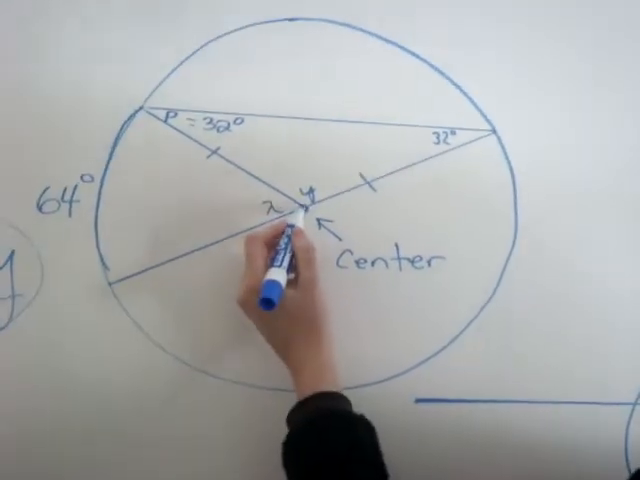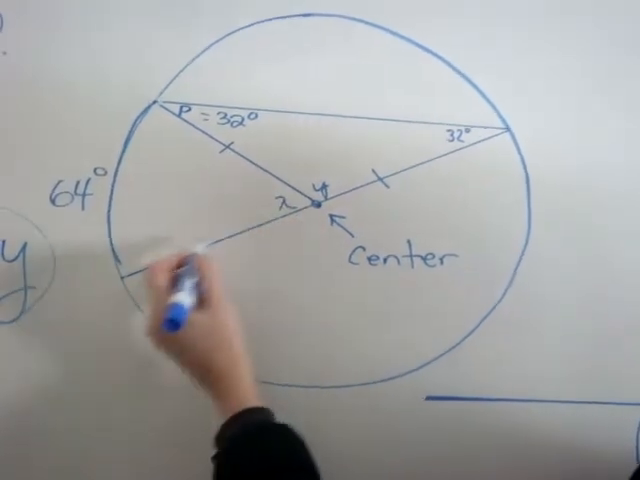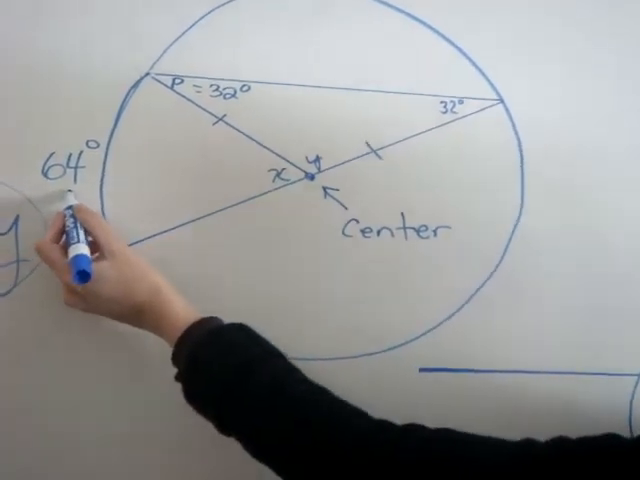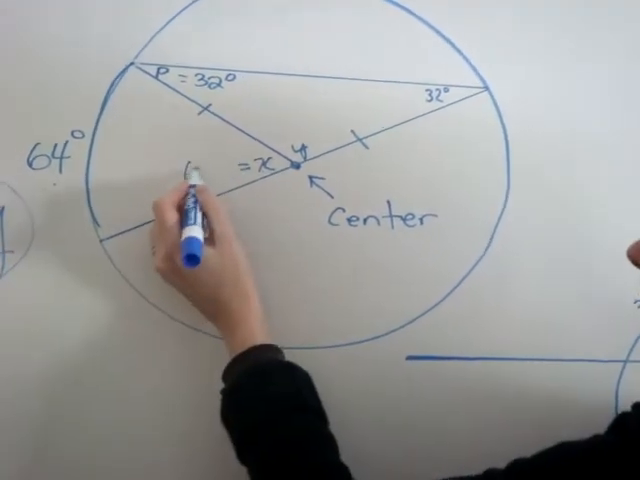Next thing is, since this is a center, this is the central angle. The central angle is the same as the intercepted arc. So this one's going to be 64.